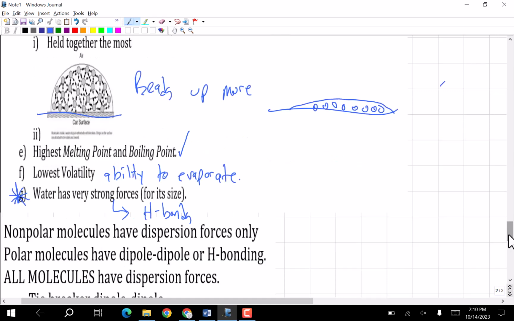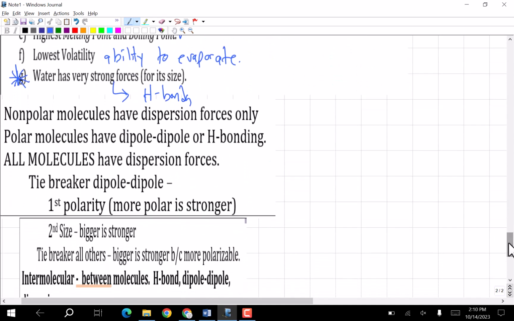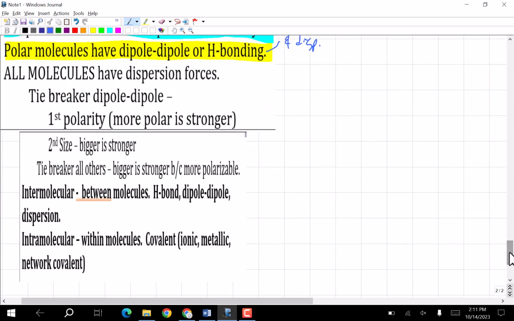All right, recap. This is what you need to have in your soul. Nonpolar molecules have dispersion forces only. That's it. That's all they have. Polar molecules, dipole, or hydrogen bonding. And they also have dispersion. But dispersion is the weakest one, so you don't think about it. So the way to think about this, if I have $100 bills in my wallet, of course I do. Do I worry about how many quarters I have in change? Nope. I got $100 bills, y'all. Woo-hoo. All molecules have dispersion forces.